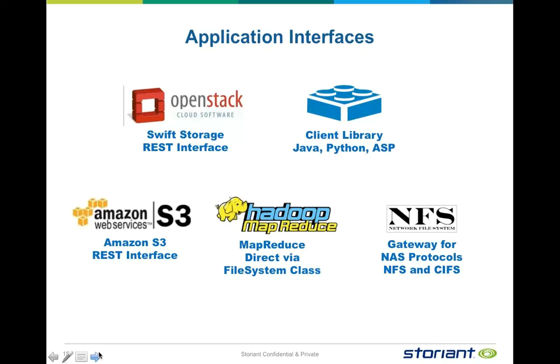We also offer a number of client libraries for people who want to build their own applications. Those are available in Java, Python, C#, C. We have a direct file system class for Hadoop, so you can run MapReduce jobs directly against the data that resides in Storiant. And then I mentioned earlier, we have a NAS gateway that will support NFS and CIFS for application compatibility.